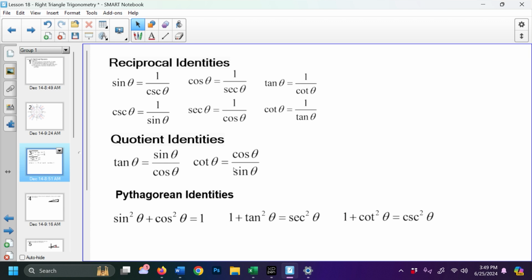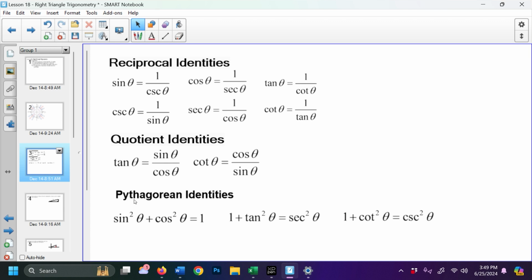Some Pythagorean identities: sine squared theta plus cosine squared theta equals 1, 1 plus tangent squared theta equals secant squared theta, and 1 plus cotangent squared theta is equal to cosecant squared theta. Anytime you see a problem involving a trig function squared theta or even exponents, you should be thinking Pythagorean identities.